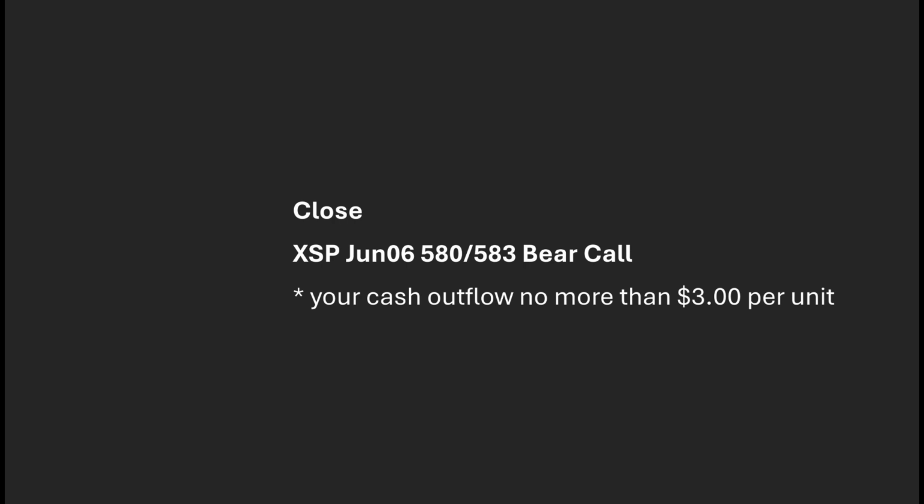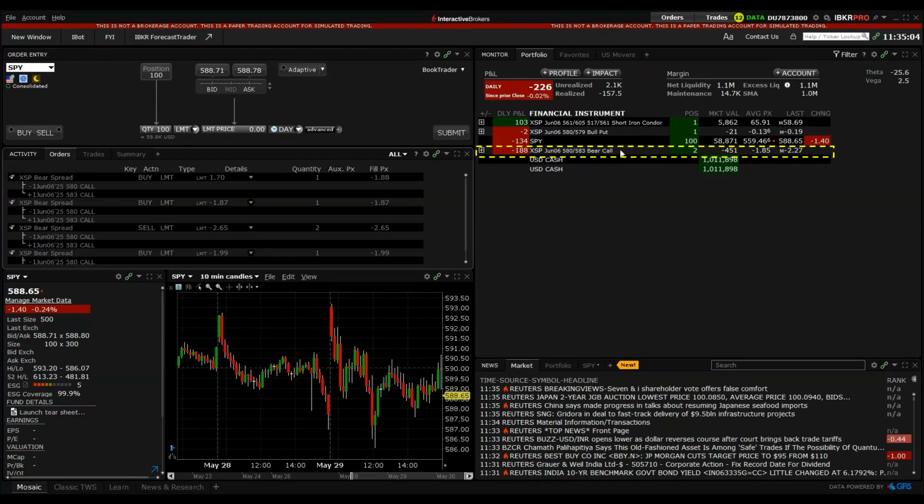Let's review. When opening a sell call spread position, you receive a credit. So when closing the position, you'll need to pay a debit. If the amount you pay to close is less than the credit you originally received, you make a profit, otherwise, you incur a loss. As indicated by the asterisk in the image, the maximum cash per unit you can pay when closing this position is $3, which is the difference between the two strike prices. Now let's begin the actual operation.